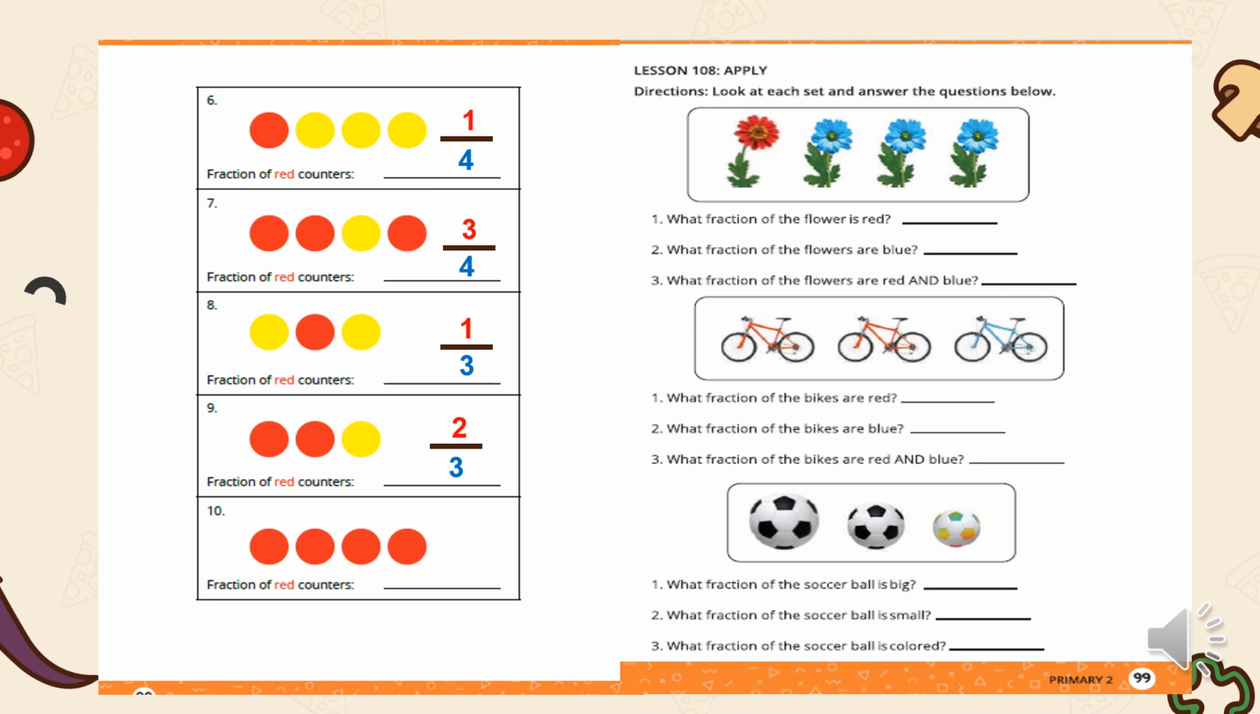The last one. The total are 4. And how many red? They are 4. So 4 over 4 equals 1. Next page. Look at each set and answer the questions below.